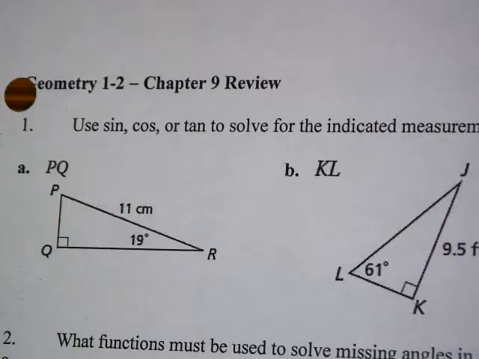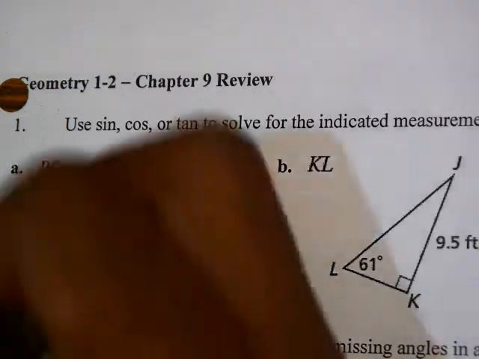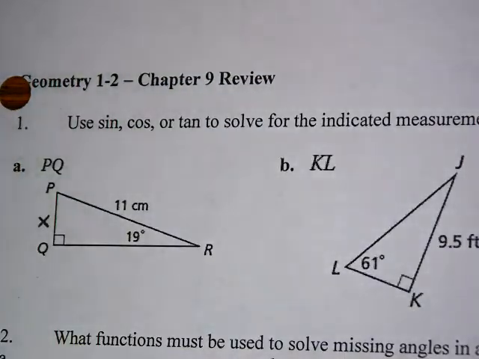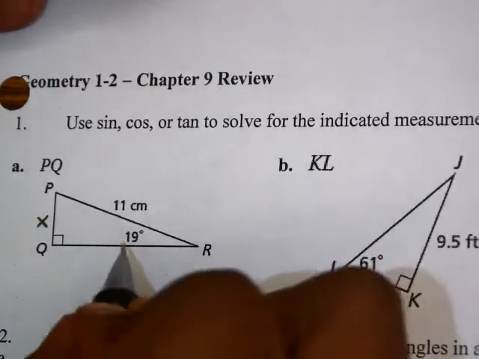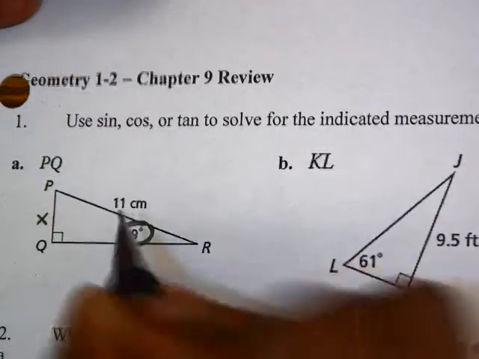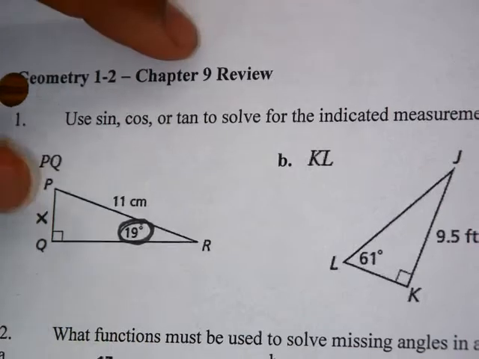Okay, so the chapter 9 review, I have to use sine, cosine, or tangent to solve for the indicated measure here. So in 1a, I need to find PQ, so I'll call that my x. To decide which one to use, sine, cosine, or tangent, I always go to the angle first, and then I'll label the triangle accordingly. So let's start with x.